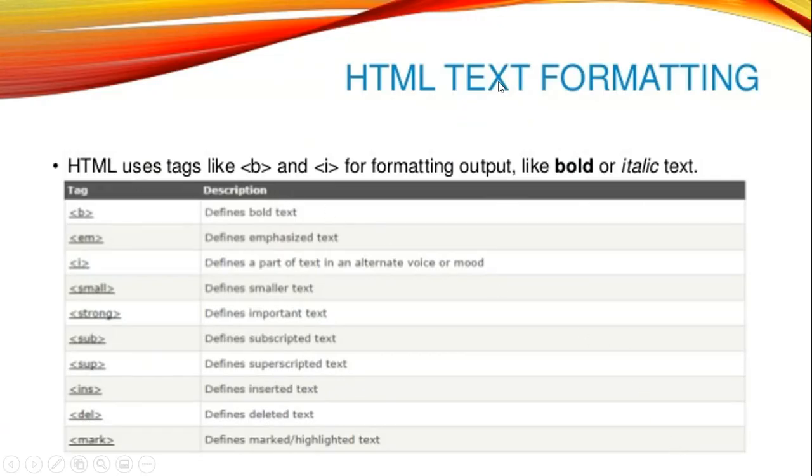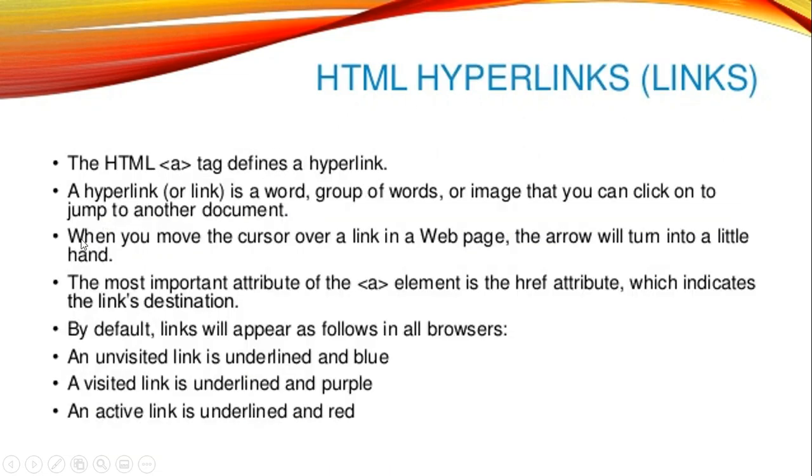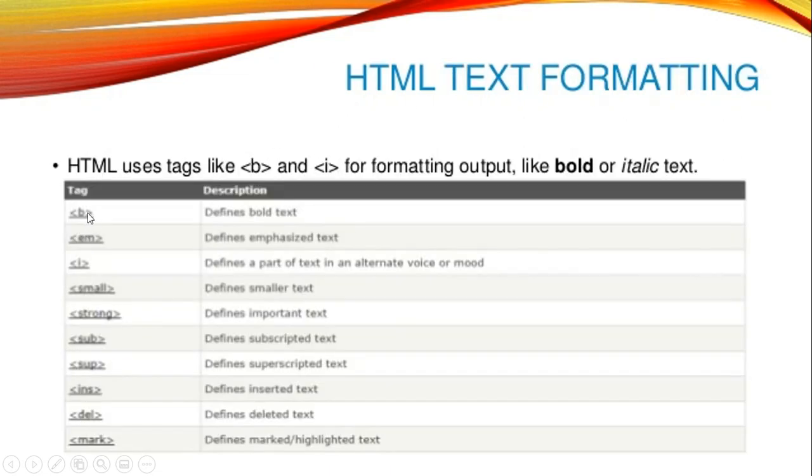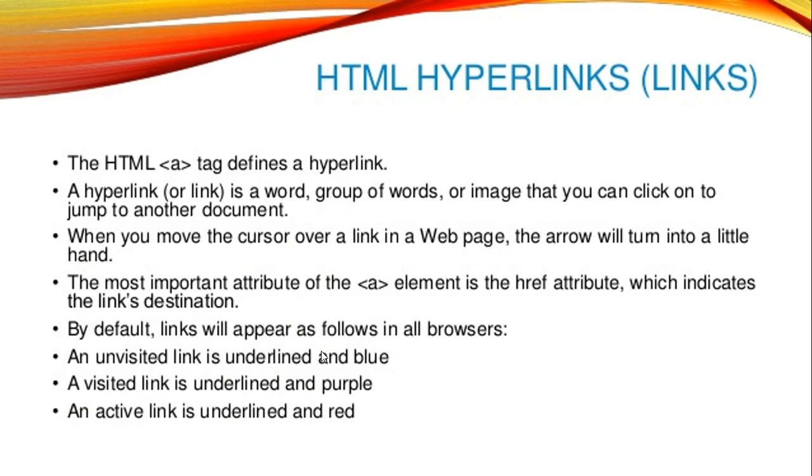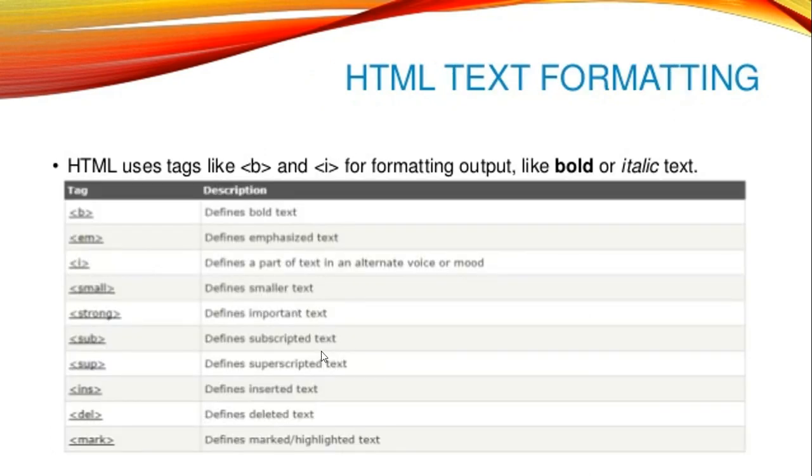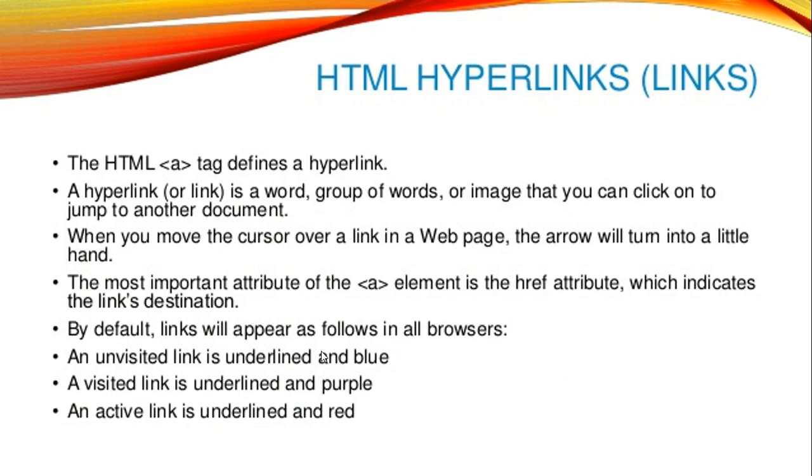So there's also a lot of text formatting that you can do. You can probably barely read these, but B is bold text, EM is for emphasized text, I is for italicized essentially, and then there's smaller, more important text, subscripts, inserted text, deleted text, etc. Feel free to try those out. I think they can be very useful, but not always necessary to go through every one of those. Better for you guys to test those out.